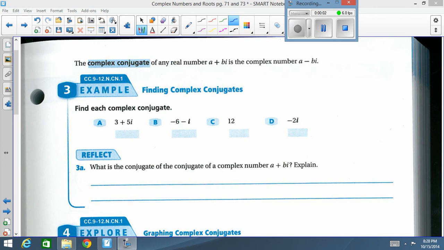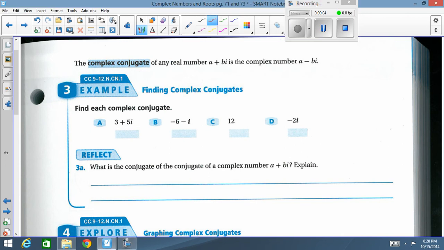Okay, so now I'm over on page 73 looking at just a couple more examples that go along with the first part of 2-5 here. A complex conjugate basically is to say when you have a complex number, which we just got done talking about, something like 5 plus 6i.